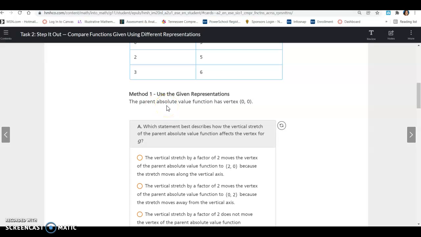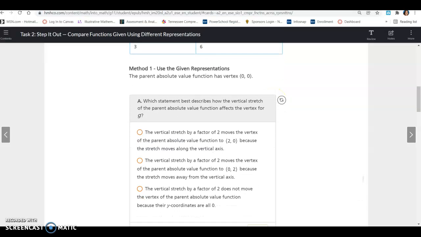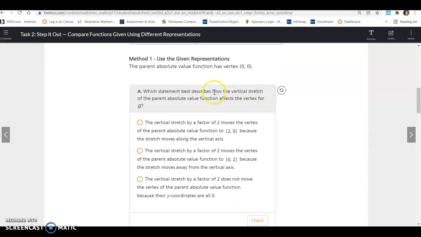It is an absolute value. It's a V-shaped graph with a vertex of (0, 0). And on the right side, it has a slope of 1. And on the left side, it has a slope of -1. That's just known because it's the parent function.